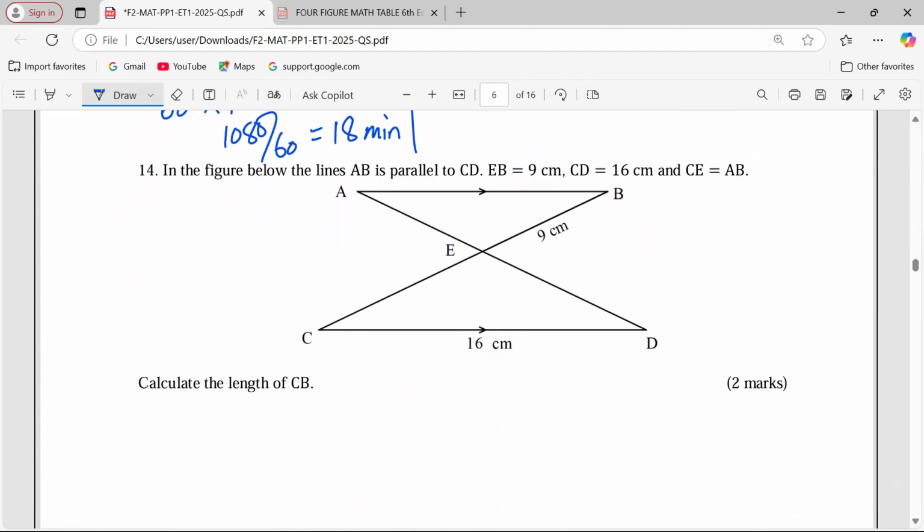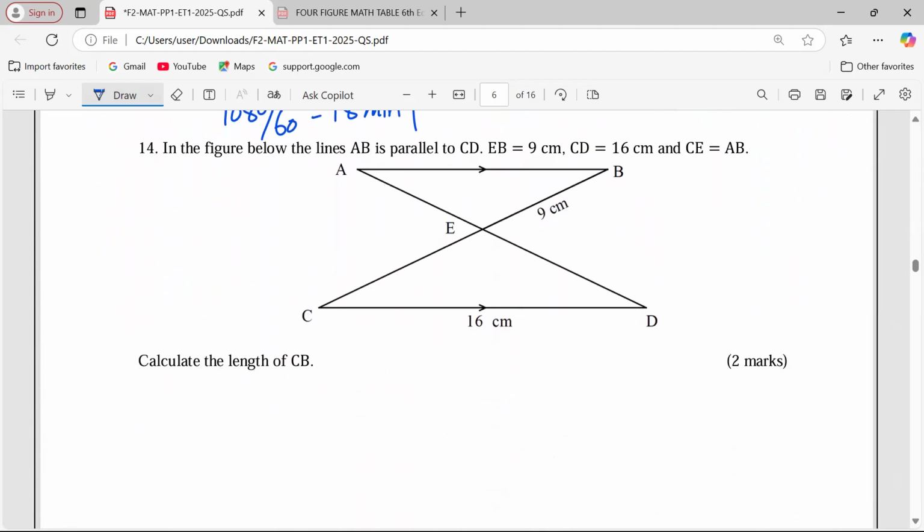Look at number 14 now. In the figure below, the lines AB and CD are parallel. Then we can say EB equals 9, just as indicated. Then CD equals 16. Then we are given some equal lengths here.